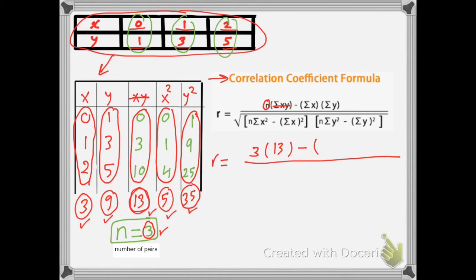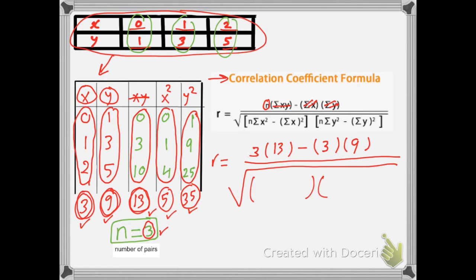Minus two brackets, between them multiplication. The first one contains summation x, which means the first column. The summation of the first column, as you can see, is 3. Then here I'm going to put 3. The second one, summation y. This is the column of y. The summation of the column of y is 9. Then here you should put 9.